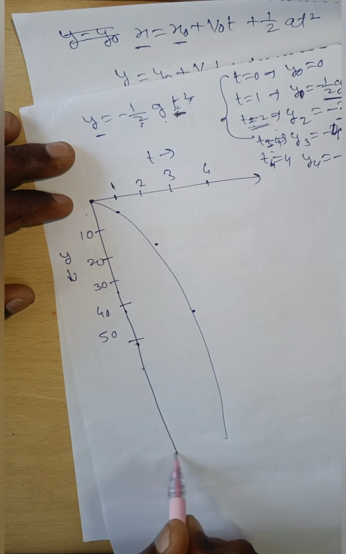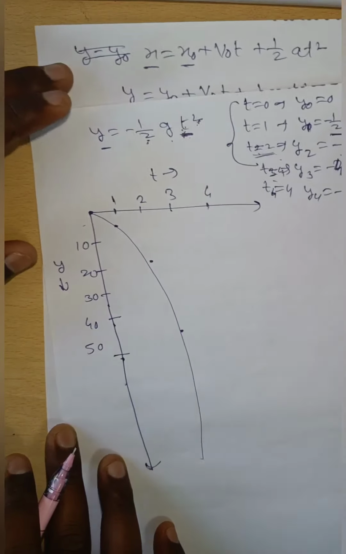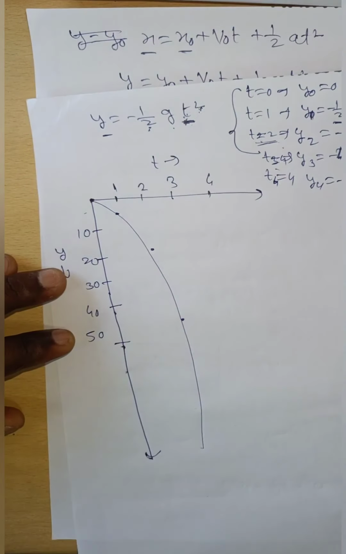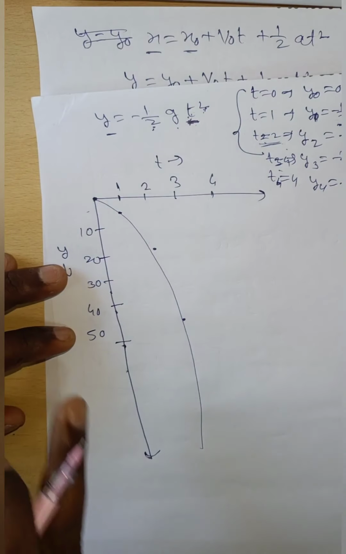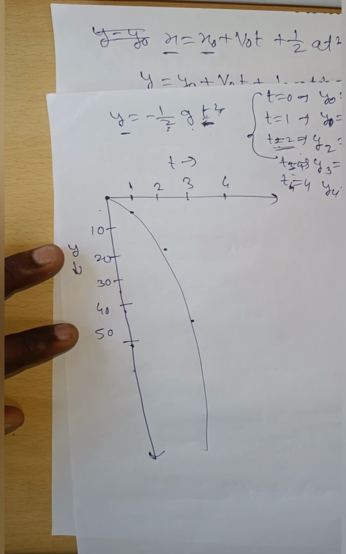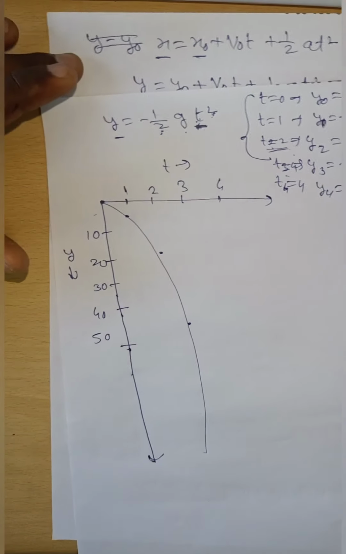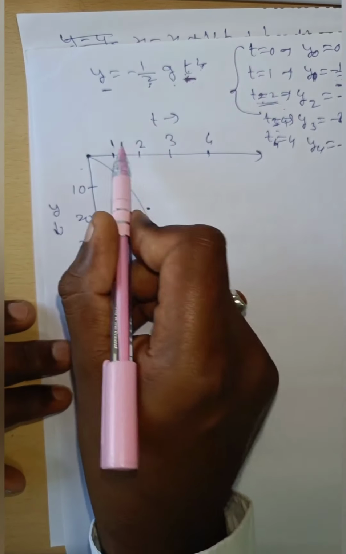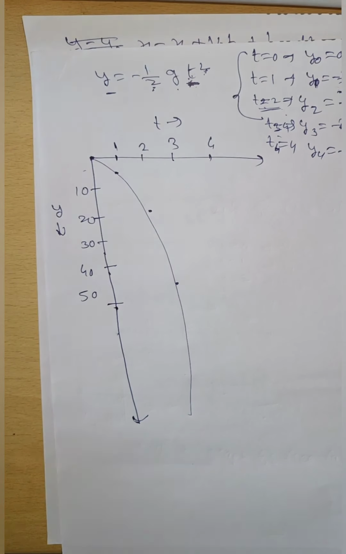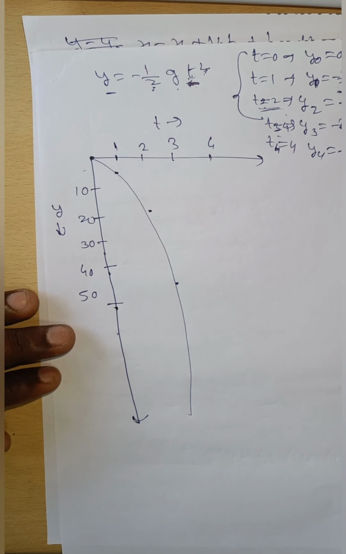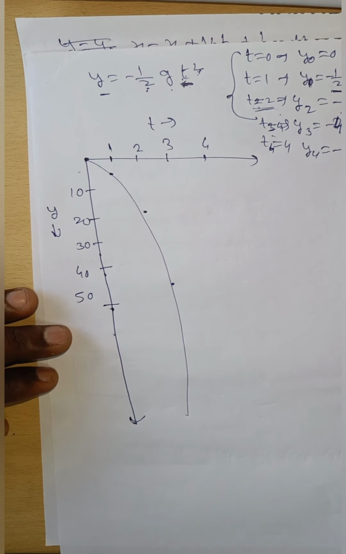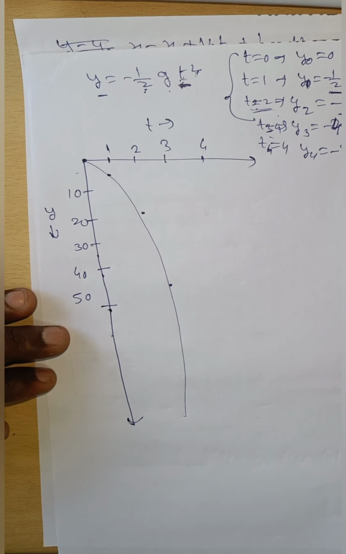The graph looks like this, meaning the value abruptly increases in the negative direction of the y-axis. When time increases, the displacement value abruptly increases. This is the displacement versus time graph in free fall.